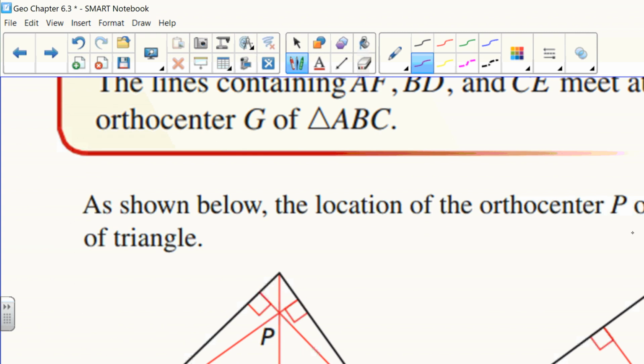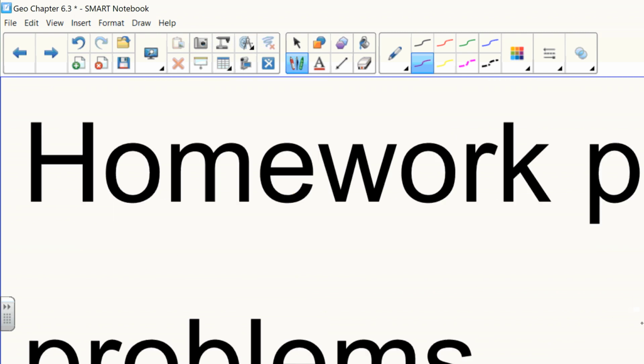Now, the orthocenter for an acute triangle, if all angles are acute, will be inside the triangle. The orthocenter of a right triangle will actually be on the triangle itself. And for an obtuse triangle, the orthocenter is actually outside the triangle. It's not contained in the triangle. But there's not any real properties with the orthocenter that we have. Any questions on any of this here? Okay. Any questions on anything we've done today? That's it.